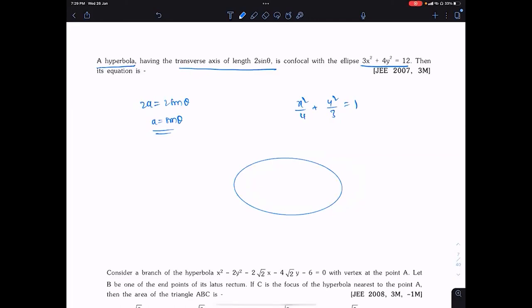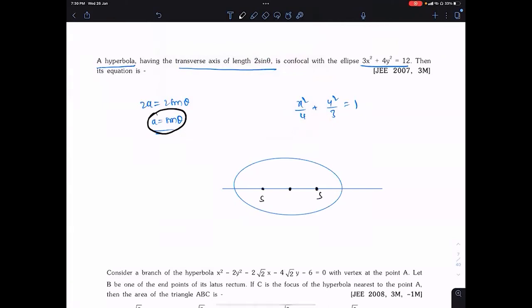Yeah, it is a horizontal ellipse. What is meant by confocal? Same foci. Okay, what is given in the question? Let me just read it again. A hyperbola having a as sine theta is confocal with this ellipse. Okay, so the hyperbola and this ellipse will have the same foci.